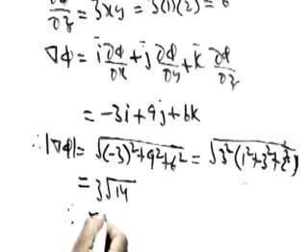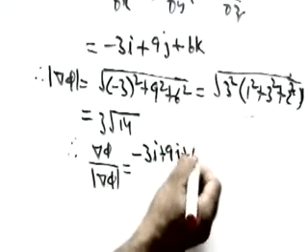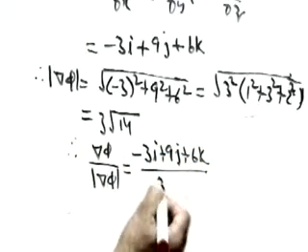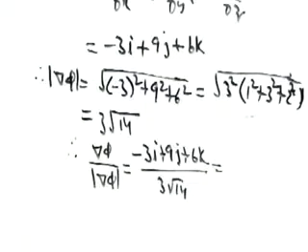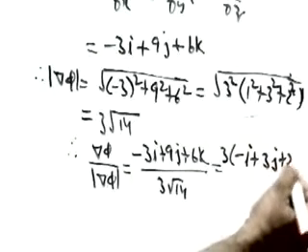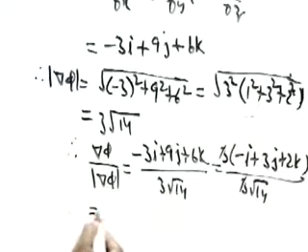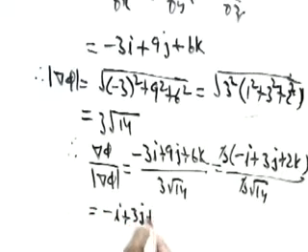Therefore, for the unit normal, we have the formula del phi by mod of del phi. Let me substitute the values. Del phi we got is minus 3i plus 9j plus 6k, by the mod value, which is 3 root 14. Let's take 3 common. If you take 3 common, the 3s will get cancelled. What is left? Minus i plus 3j plus 2k by under root of 14.